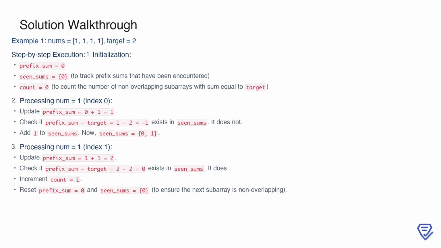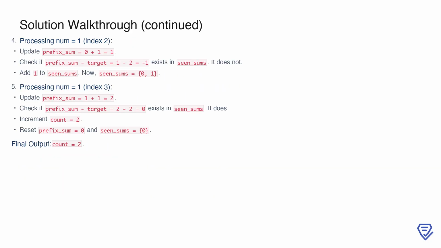Moving on to the second element, which is also 1 at index 1, we update prefix_sum to 2. This time, the difference between prefix_sum and the target is 0, which exists in seen_sums. This means we have found a subarray that meets the target sum, so we increment count to 1, reset prefix_sum to 0, and reset seen_sums to contain only 0. This reset ensures that any subsequent subarrays are non-overlapping.